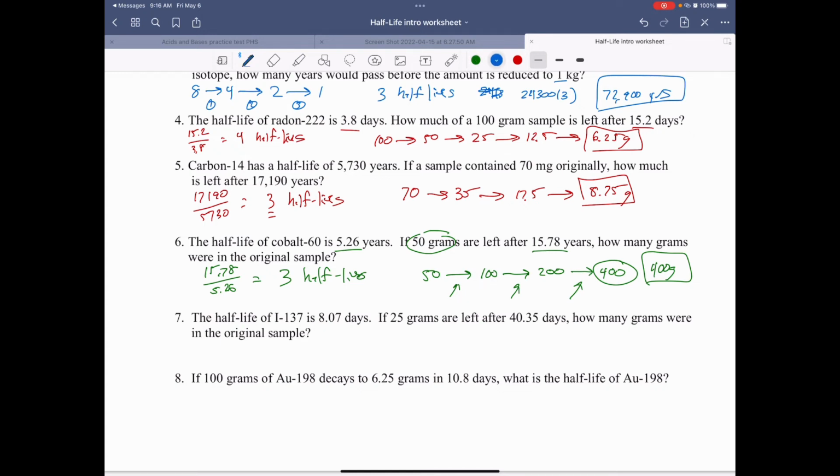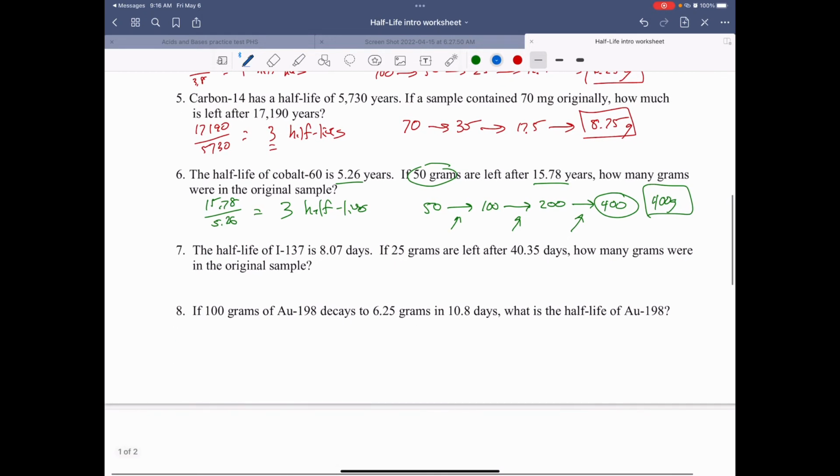Number 7. The half-life of I-137 is 8.07 days. If 25 grams are left after 40-some days, how many grams were in the original sample? Again, let's figure out how many half-lives this is. So 40.35 divided by 8.07, that looks like it's 5. So 5 half-lives have passed.